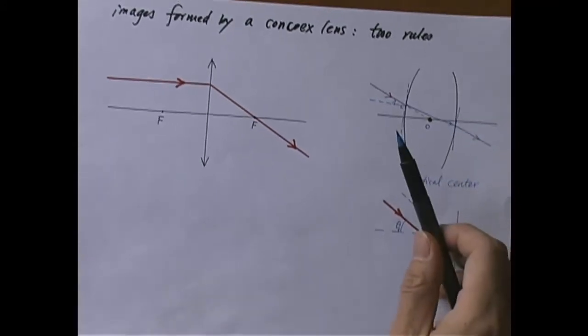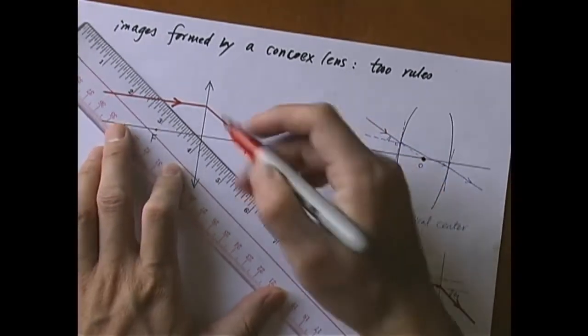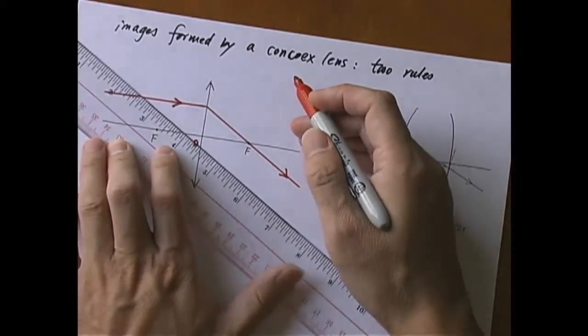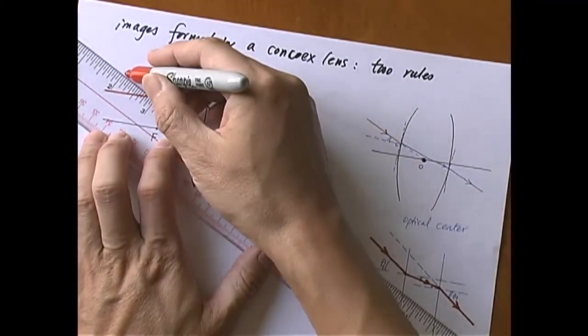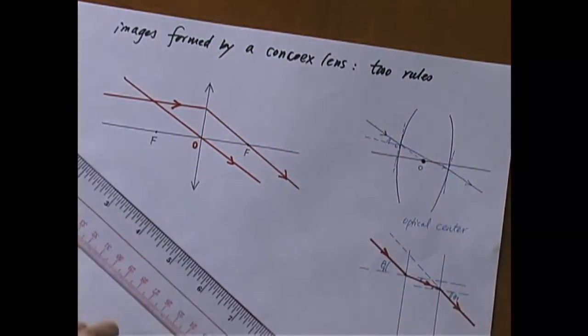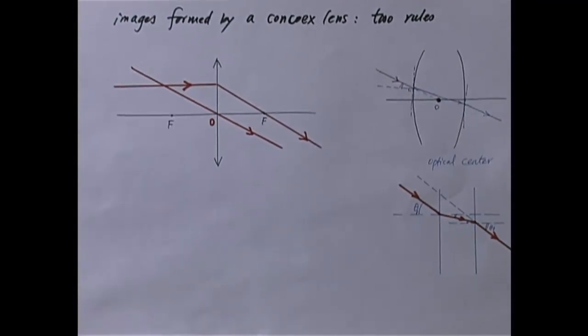Okay, so these are two rules. So for example, if I were to draw another beam aimed at the optical center right here, what is it going to do? Well, it simply is going to go right through, like this, as an approximation. So these are the two rules, one concerning the focal point, the other concerning the optical center. Once we have these two rules, it is easy.